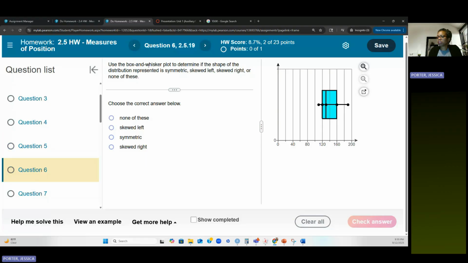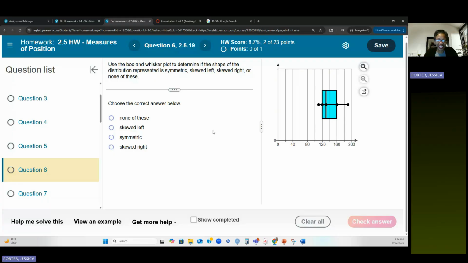Here's a good one. Use the box and whisker plot to determine if the shape of the distribution represented is symmetric, skewed left, skewed right, or none of these. Most of the data points are going to be in the middle between quartile 1 and quartile 3. What do you think this is? Skewed left, symmetric, or skewed right?